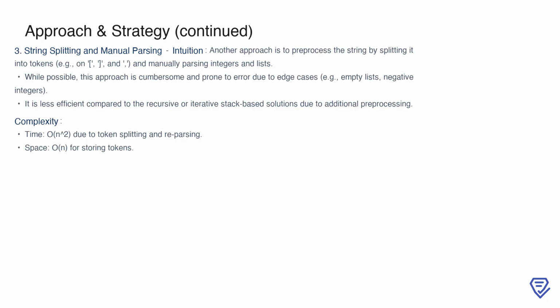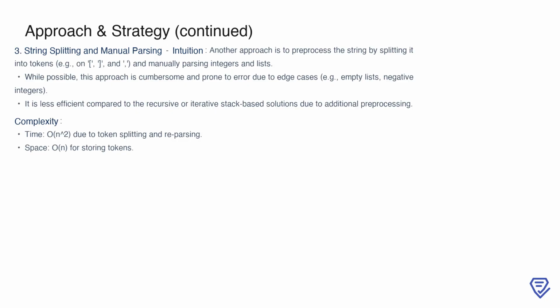While this method might seem straightforward at first, it comes with significant drawbacks. First, splitting the string into tokens introduces additional pre-processing overhead, which can be inefficient. Second, this approach is prone to errors, especially when handling edge cases like empty lists or negative integers. These complexities make it less practical compared to the recursive or iterative stack-based solutions.